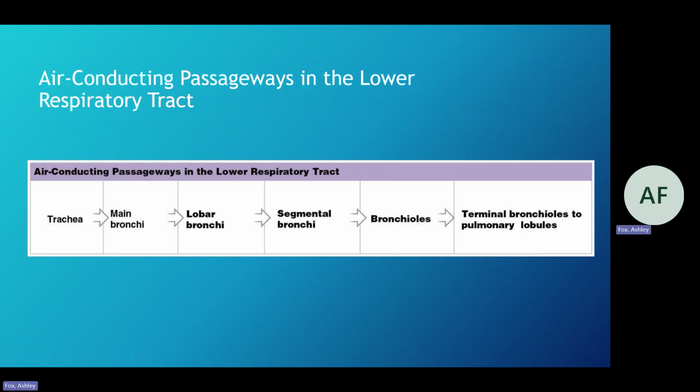Just showing a picture form of how we go. So trachea, main bronchi, lobar bronchi, segmental bronchioles, terminal bronchioles, to pulmonary pieces or lobules.